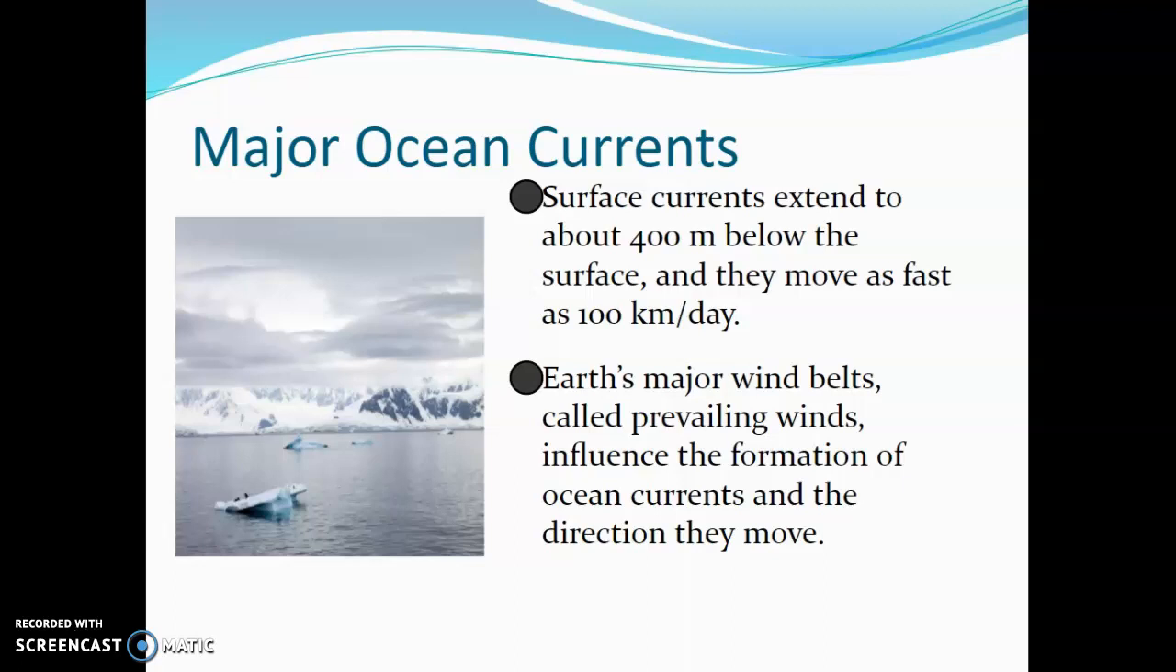Surface currents can extend to about 400 meters below the surface. That's about 4 football fields. And they move as fast as 100 kilometers per day. That's about 60 miles per day. The Earth's major wind belts, called prevailing winds, influence the formation of ocean currents and the direction they move. So it's caused by which direction those winds are going.